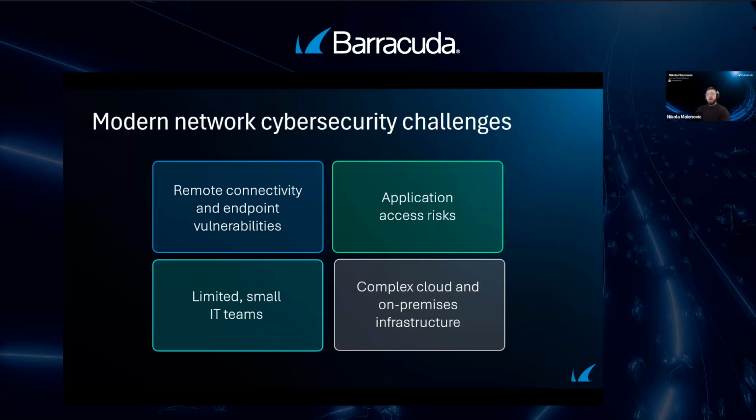The third one, limited and small IT teams. Many organizations don't have the time or the resources to manage complex multi-product security environments. So they need solutions that are simple to deploy and easy to operate. And then finally, the hybrid complexity. Customers are dealing with on-prem, like we just said, cloud and SaaS environments at the same time, which traditional architectures struggle to secure consistently. And these challenges are exactly why SecureEdge Access and our global PoP-based architecture exists today.